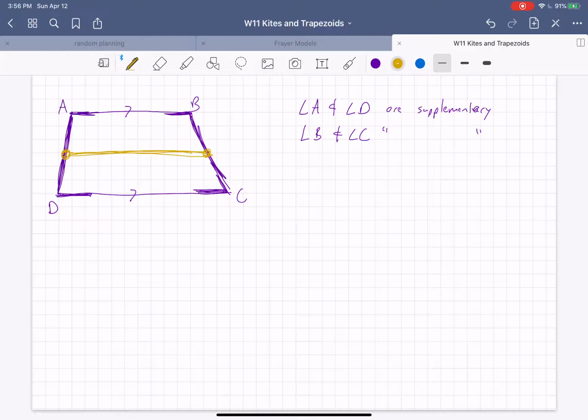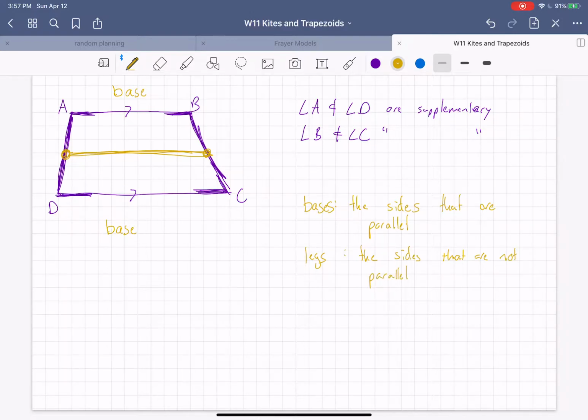So on any trapezoid, we have two bases, right? Sorry, bases are the sides that are parallel. Legs are the sides that are not parallel.